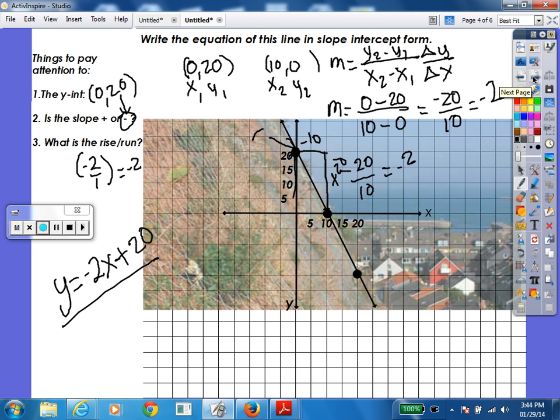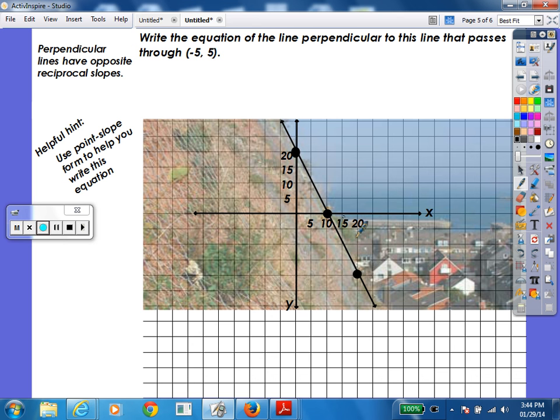Now let's see if you really get it. So remember the equation of this line. Let's write it down. It was y equals negative 2x plus 20. What I'm going to ask you to do is write the equation of the line that's perpendicular to this line that passes through the point (negative 5, 5). That's negative 5, up 5. And notice these are in units of 5, so we have to be careful with this.